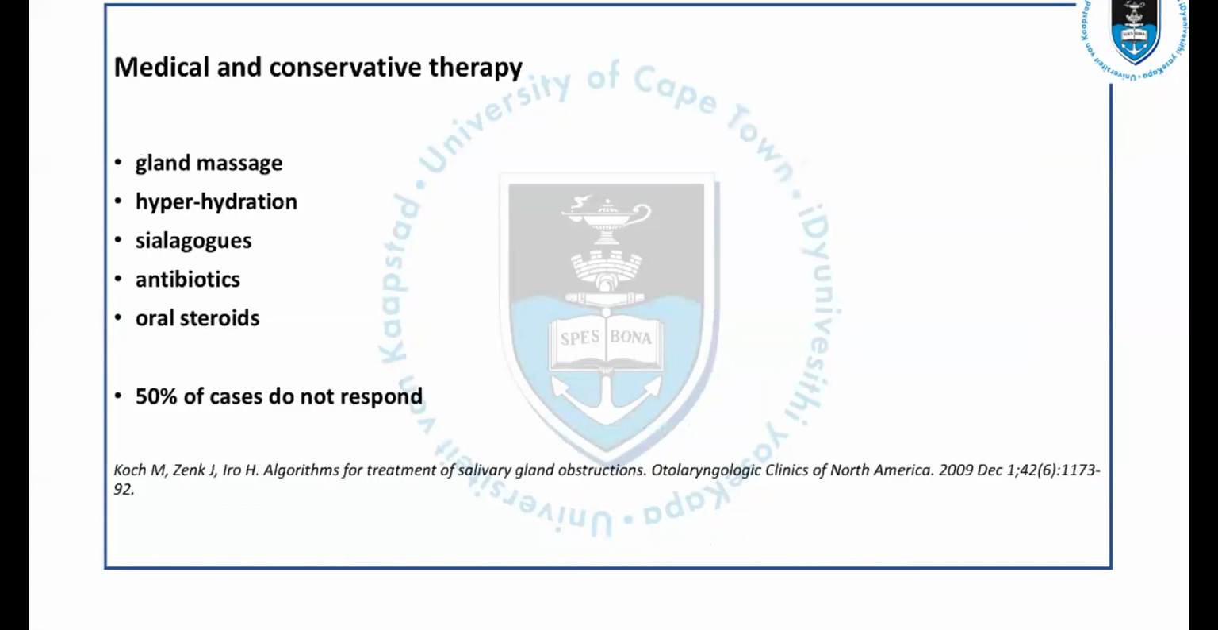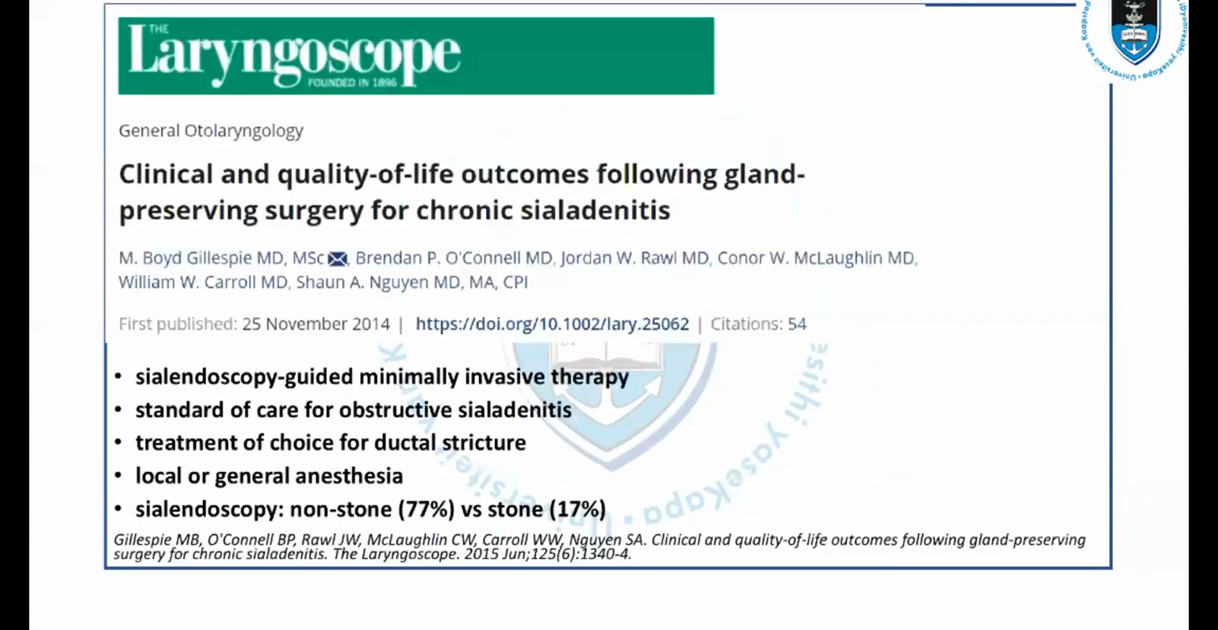The initial treatments of obstructive sialadenitis include gland massage, hyperhydration, giving sialogogues and antibiotics, and in some cases, oral steroids can be indicated. However, approximately 50% of cases do not respond to these treatments. So, sialendoscopy-guided minimally invasive therapy has become the standard of care for the treatment of obstructive sialadenitis, and is currently the treatment of choice for ductal stricture once conservative management has failed.